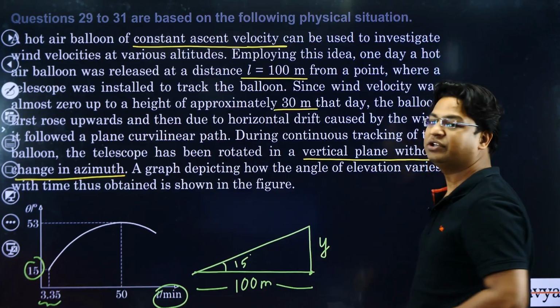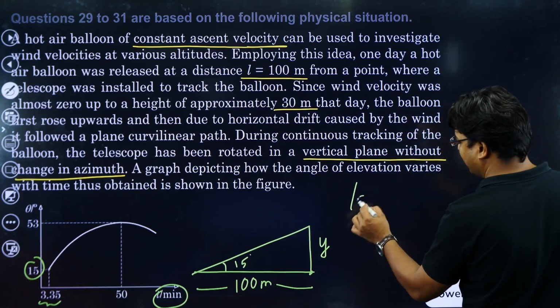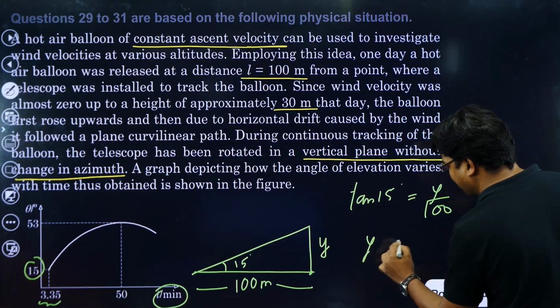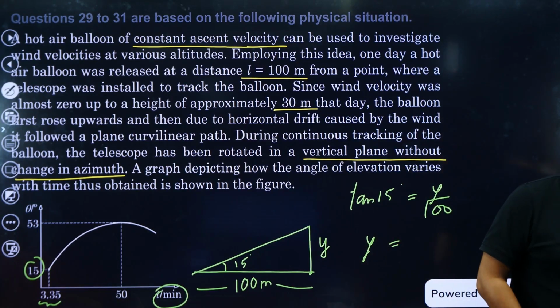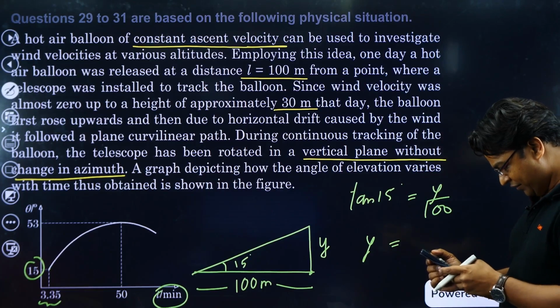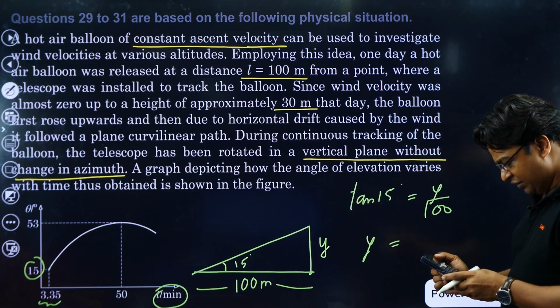We can surely calculate it using trigonometry. For example, we will write tan of 15 degrees is equal to y by 100. So from here we can calculate the distance y. Let me again use the calculator for this. So that would be 100 tan 15 degrees.